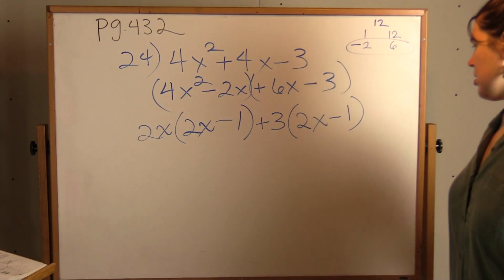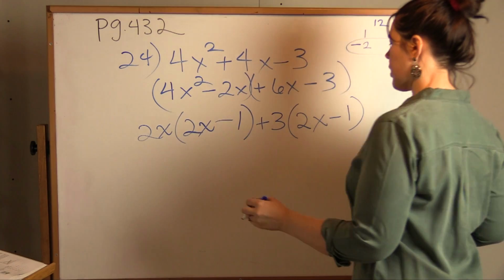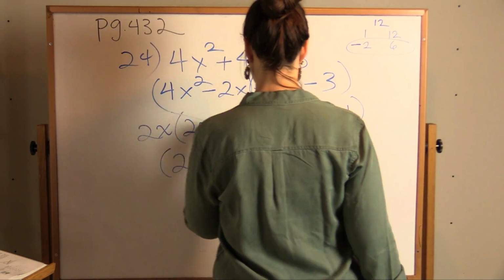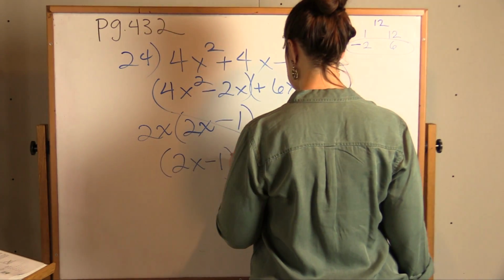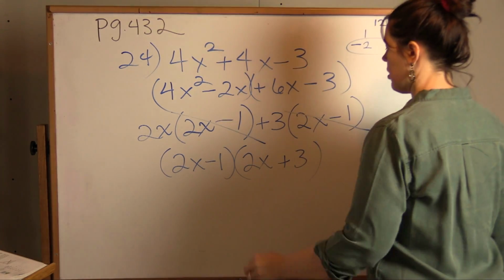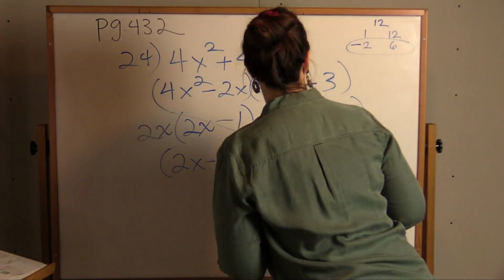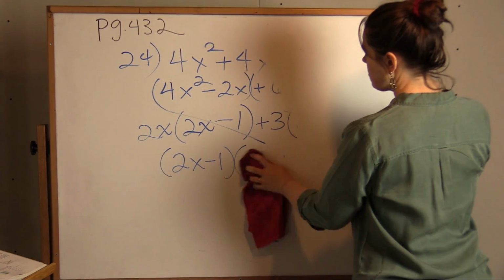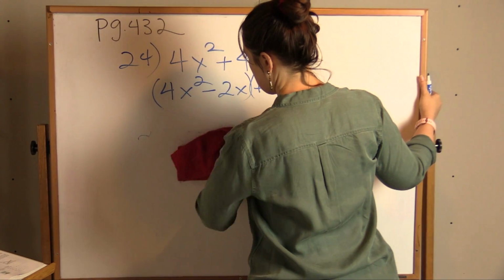Now what do you notice? Same group. So we're going to factor out a 2x minus 1. Cross that out. What's left behind? 2x plus 3. And that's my answer. Okay. Almost there. 4 more problems.